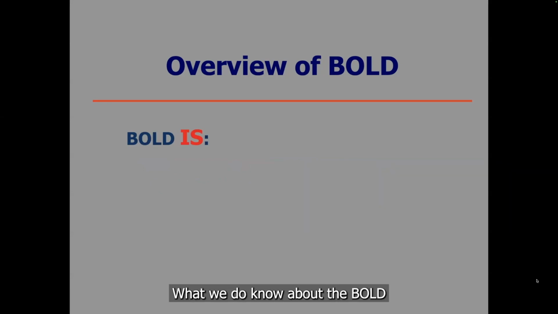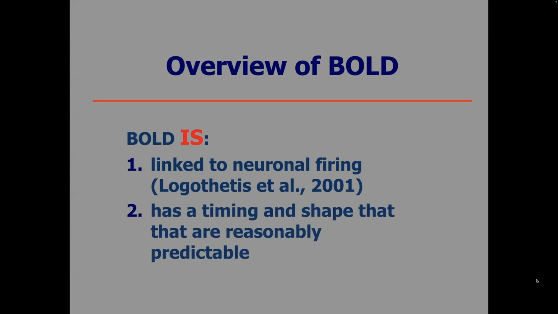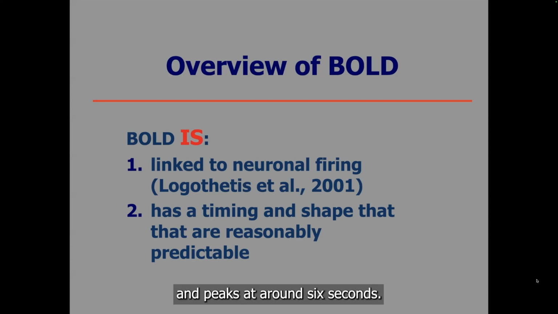What we do know about the BOLD signal, the fMRI signal, is that it's linked to neuronal firing directly. And so it is a reliable, indirect measure of neuronal firing. It has a time and a shape that are reasonably predictable, and I showed you that waveform a moment ago. It usually comes on and peaks at around 6 seconds. And so we can look for that shape, that signal, across the entire brain pretty reliably and know that when we see it, there are more neurons firing.